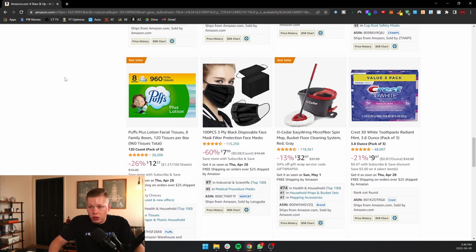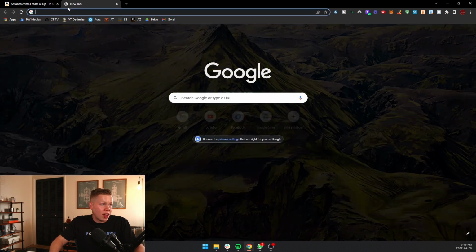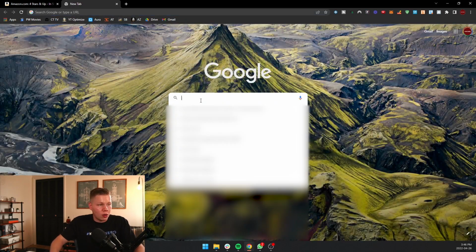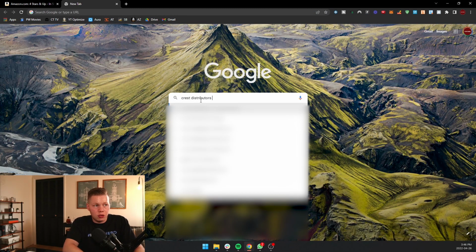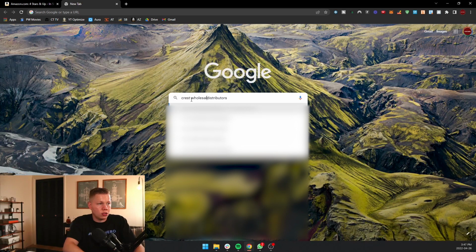Next thing we're going to do is figure out how we can open up accounts with suppliers that can sell us these items. It's as simple as that. So I'm going to open up a new tab. I liked Crest here, that piqued my attention. So I'm going to search Crest distributors, and you'd basically do this in the area you're looking to sell. So I'm going to go Crest wholesale distributors.